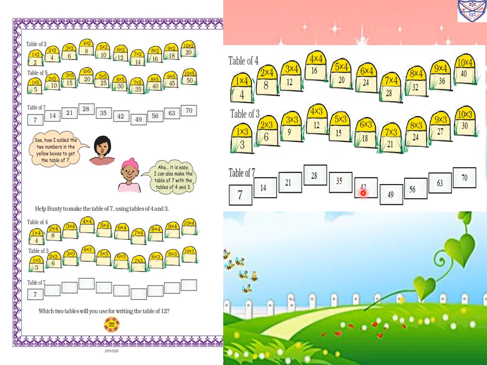Then 7 6s are 42. So we will add 24 and 18. Then 7 7s are 49. So we will add 28 and 21. Then 7 8s are 56. So we will add 32 and 24. Then 7 9s are 63. So we will add 36 and 27. 7 10s are 70. So we will add 40 and 30. So this way we will make the table of 7 by adding the table of 4 and the table of 3.